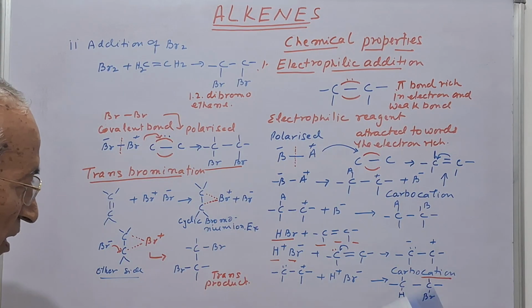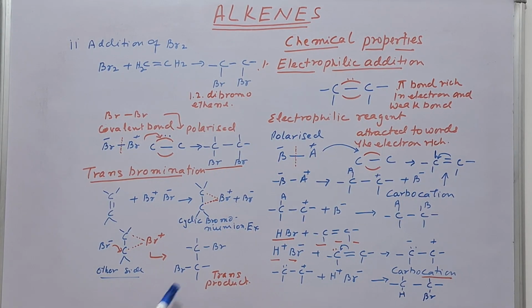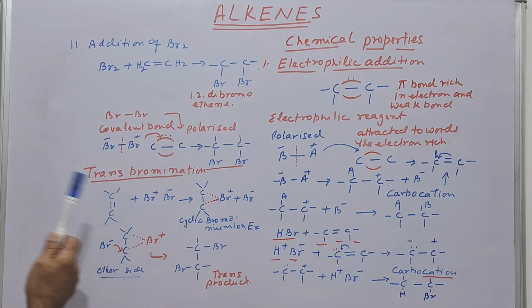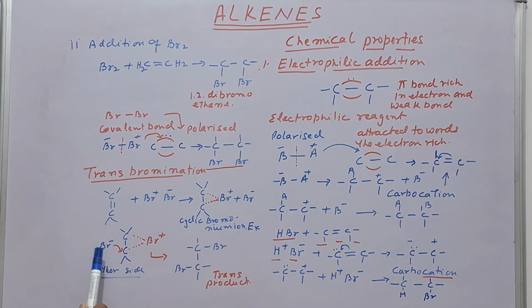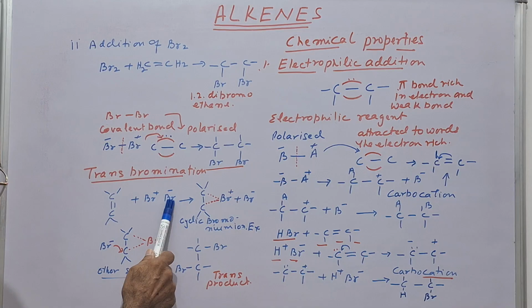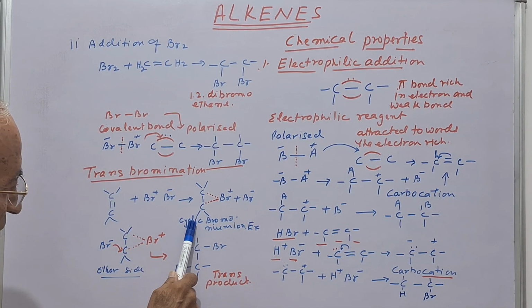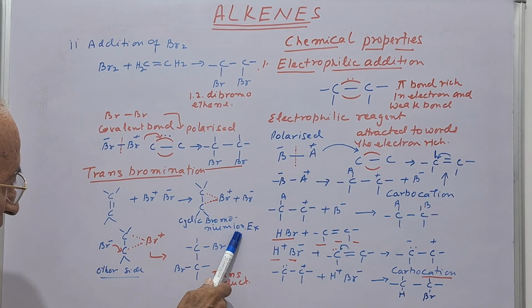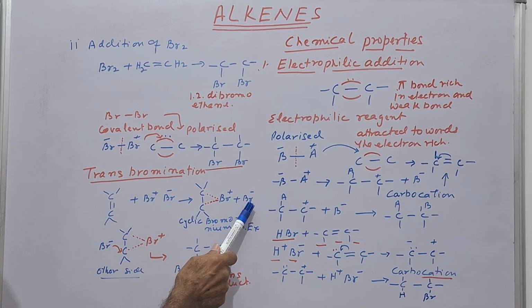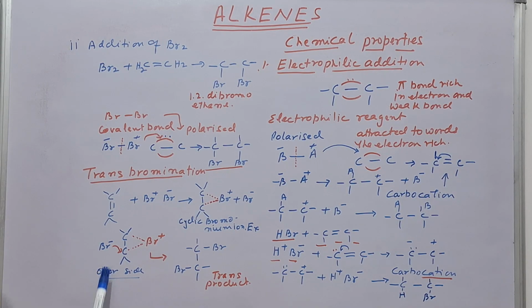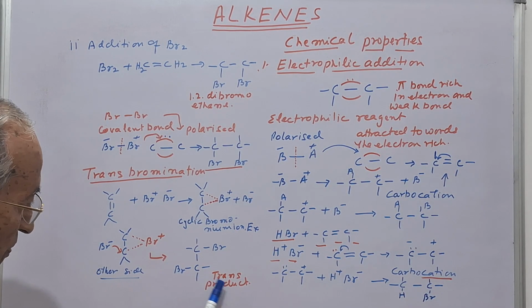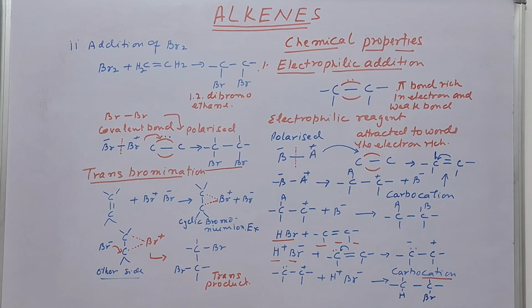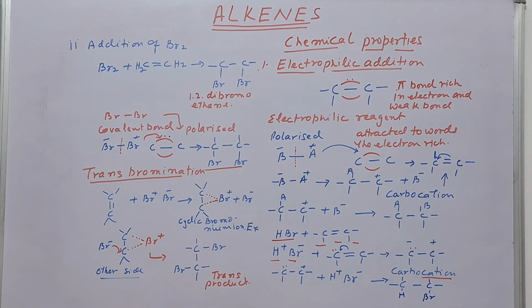This is on one side. Now what happens again? The second bromine atom on the other side reacts with the carbon to form the trans bromo product. First, the bromine atom reacts with the pi bond to form the cyclic bromonium ion, and on the opposite side, the second bromine atom reacts and forms the trans product. It is very important how the trans product of bromine takes place.